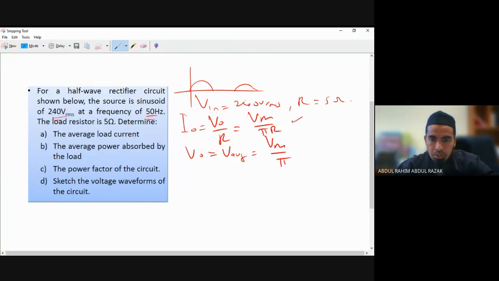So Vm, this is VRMS, so you have to multiply by root 2. Root 2 times 240 volt RMS divided by pi times 5. So you will get how much, your I out? 21.6, is it?